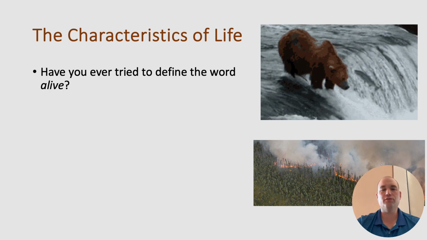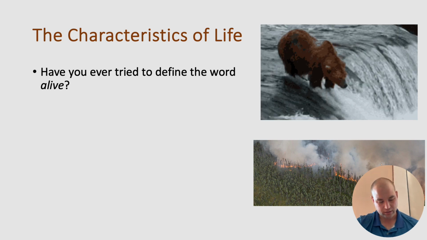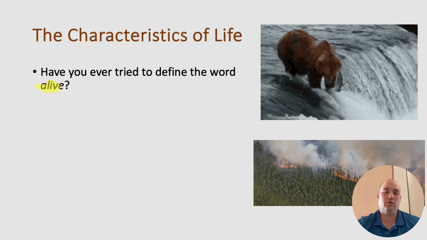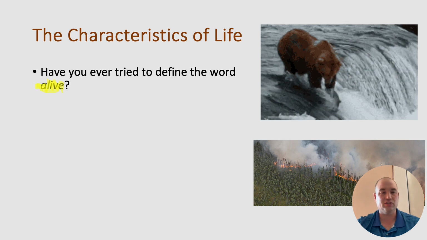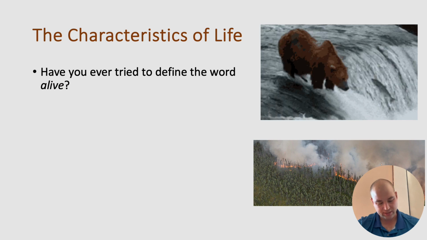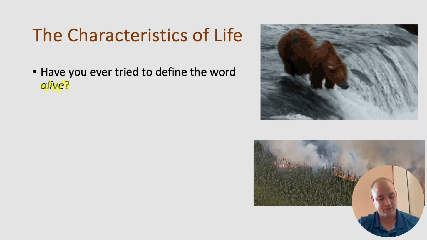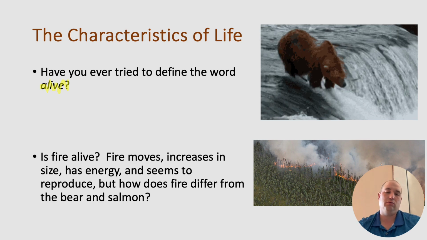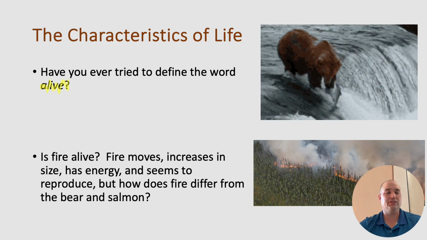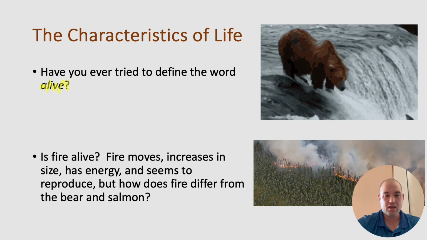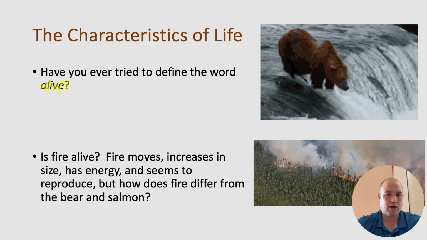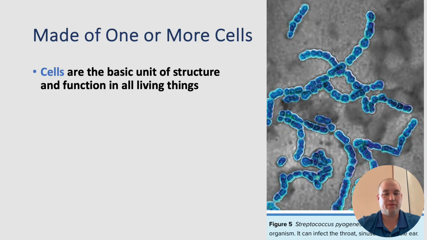So when you're trying to define what makes something alive, what makes something living or alive, it's really something that sometimes seems like it's very hard to define. So when we're talking about something that is alive, there are a set of characteristics that define this. So fire is something that is able to move. It increases in size, has energy, and seems to reproduce because it can produce more fire. But how does fire differ from a bear and salmon? Do you have any ideas? So obviously there are some differences, and we're going to talk about these in general.